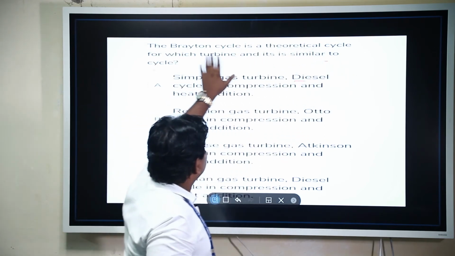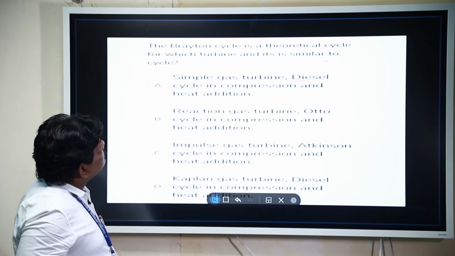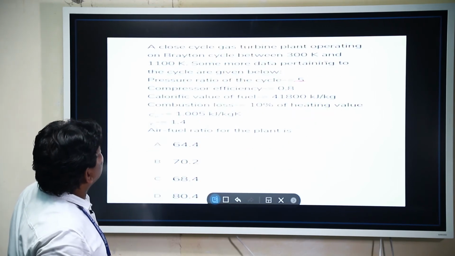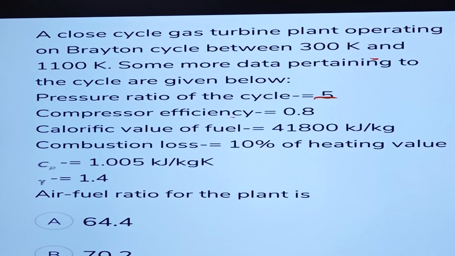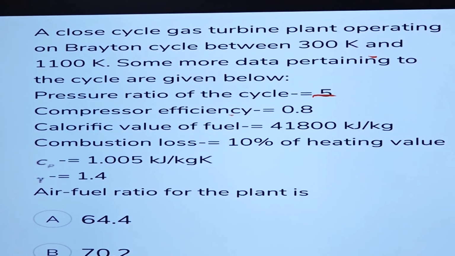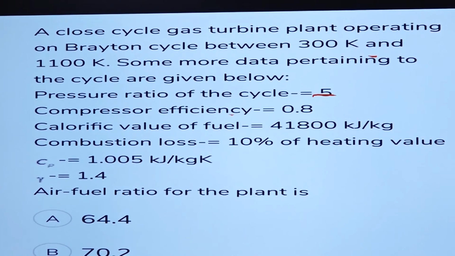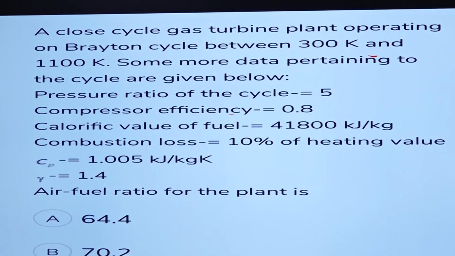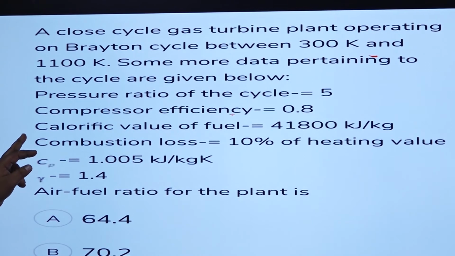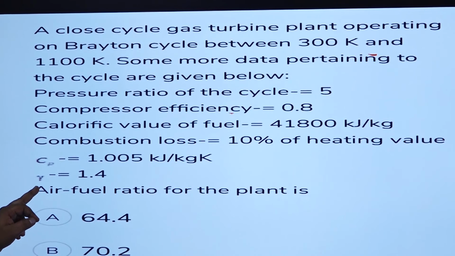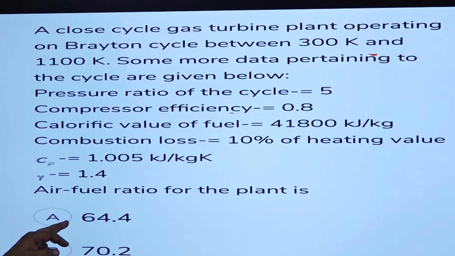So next one is, a closed cycle gas turbine plant operating on a Brayton cycle between 300 Kelvin and 1100 Kelvin. So some more data pertaining to the cycle are given below: the pressure ratio of the cycle is given, compressor efficiency is given, then calorific value is given, then combustion loss is given, Cp value and gamma value are given. So now you have to find the air fuel ratio of the plant.